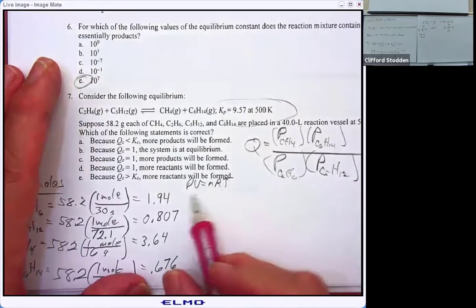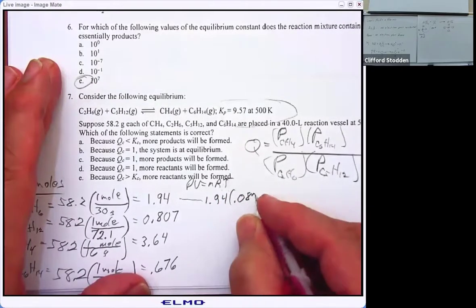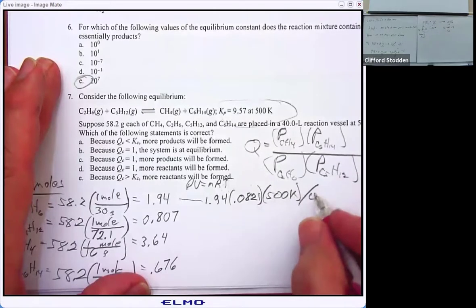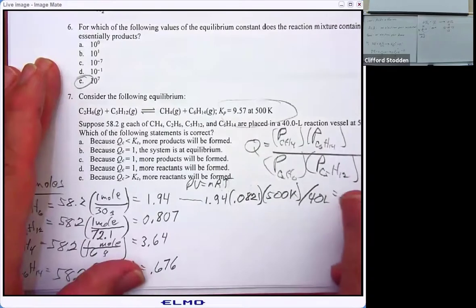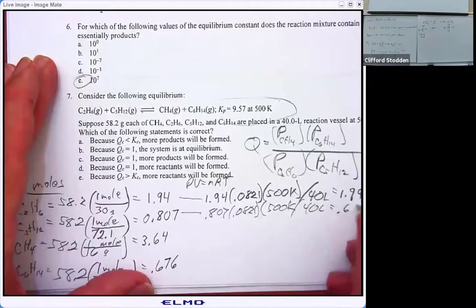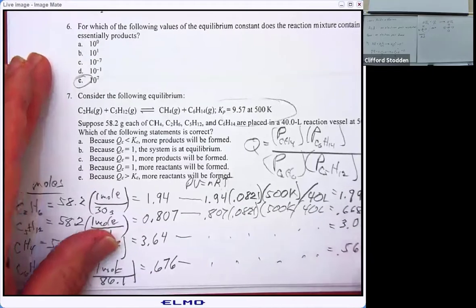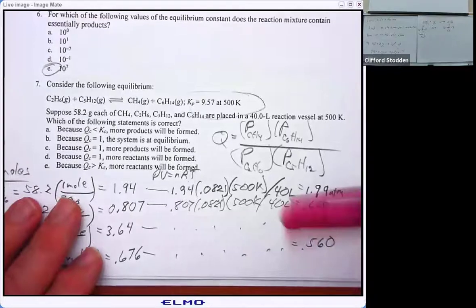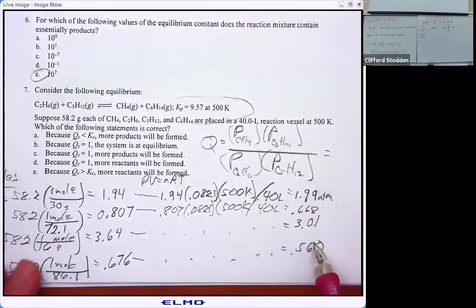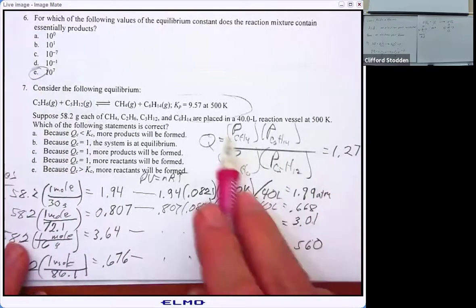So for this one, it's going to be 1.94 times 0.0821 times 500 divided by 40. Okay, so those are the four pressures that would go up in there. When I put those numbers in there, the last two are divided by the first two up here, and we get 0.27. And now we compare that with K.